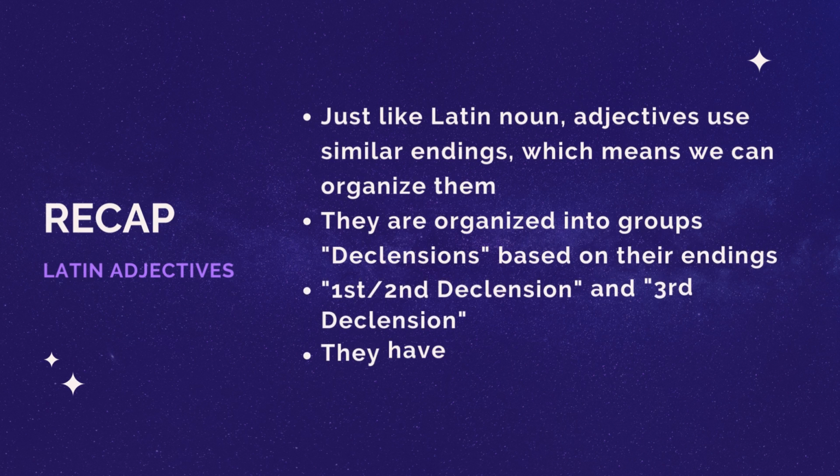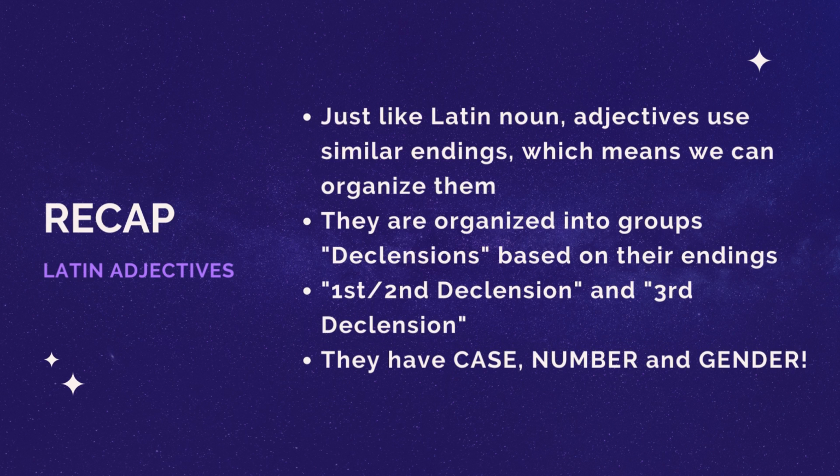So just to do a quick recap, just like Latin nouns, adjectives use similar endings, right? Which means we can organize them. So if you know that they're all using similar endings, that makes it pretty easy to organize, and that's what we want. The pattern is really what we're after here. They're organized into groups, which we call declensions, and it's based on their endings, right? So the idea of a declension, it's the same thing as Latin nouns. Adjectives use them too. It's just a fancy word for a group. There's two different types, first and second declension adjectives and third declension adjectives. And you want to remember a big key thing is adjectives have case, number, and gender. That's why we keep listing them as either us or is-a.